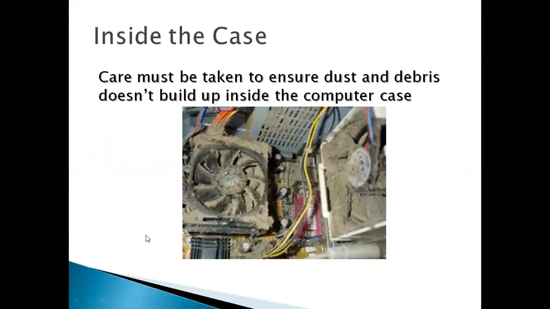Inside the case, these are the components which are inside the CPU. Care must be taken to ensure dust and debris does not build up inside the computer case. So this is what you are observing in this diagram. Your fan is so dusty. There is a thick layer of dust on the fan, which is used inside the CPU to cool the processor and other components and to make air circulation inside the CPU. There is also a thick layer of dust on the upper layer of the internal components of the CPU.